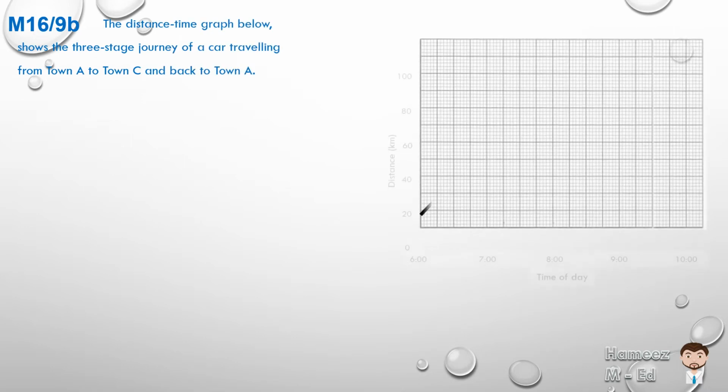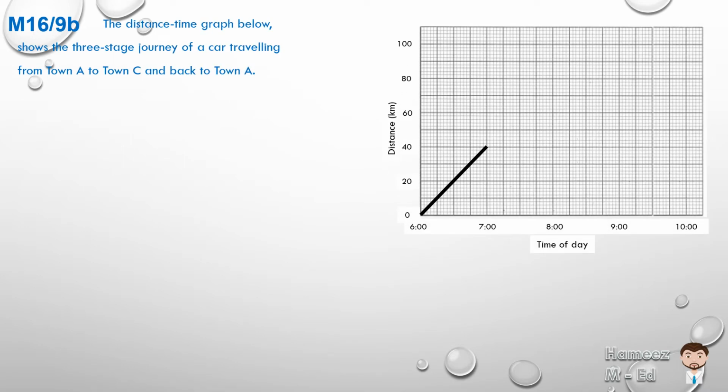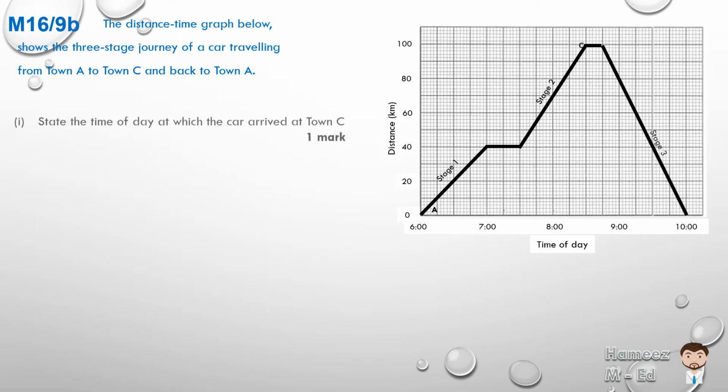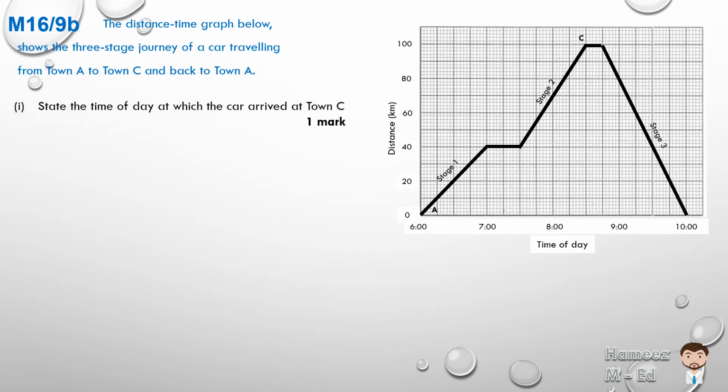May 2016, number 9b. The distance time graph shows a 3-stage journey of a car traveling from town A to town C and back to town A. Part 1. State the time of day at which the car arrived at town C. So if we look at where town C is indicated on the graph, and we want to find the time, then we just need to come vertically downwards, and we'll notice that it's halfway between 8 and 9, so the time is 8:30.